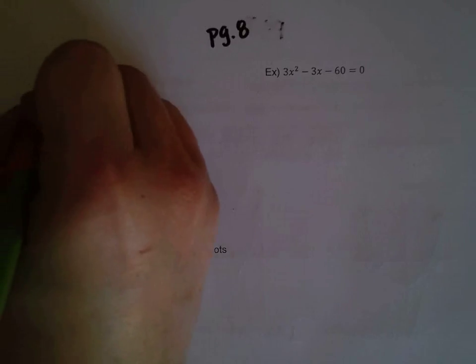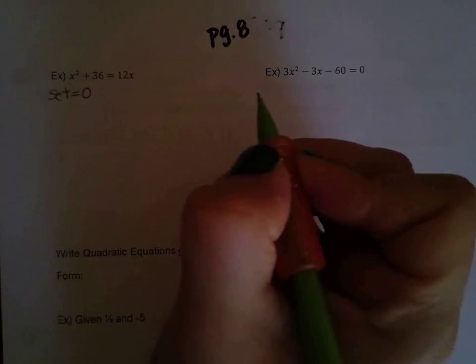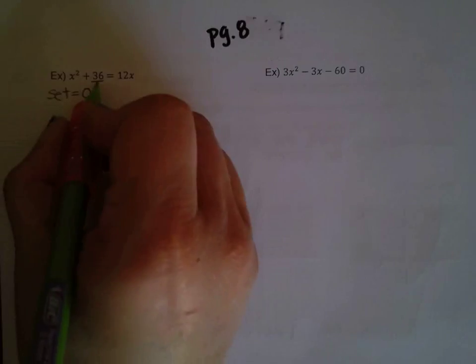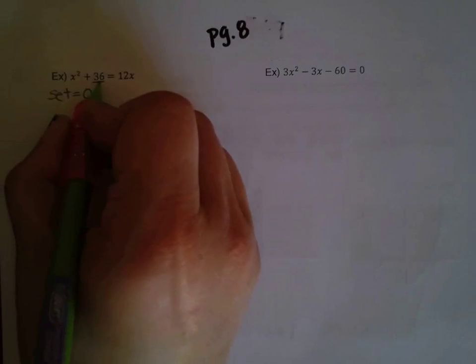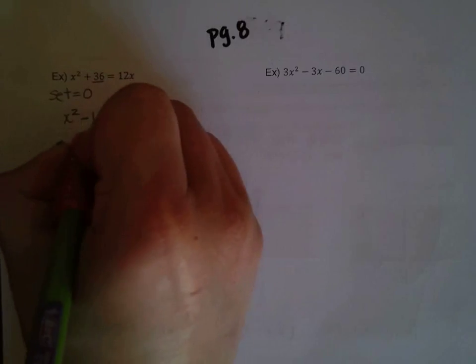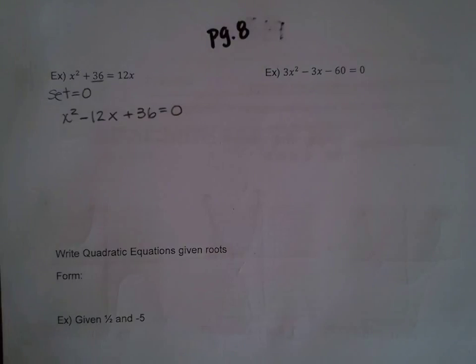Remember, we want to get it set equal to 0 first, and we want to write it in the correct order. This 36 should be at the end. Remember that doesn't have an x next to it, so that needs to be the last term. So I am going to subtract 12x from both sides and then put the 36 and then equals 0.